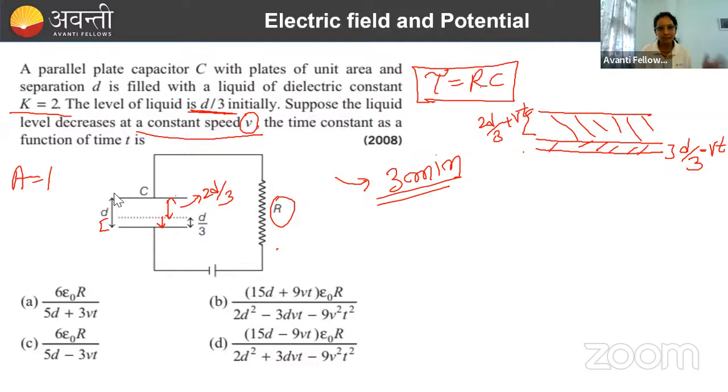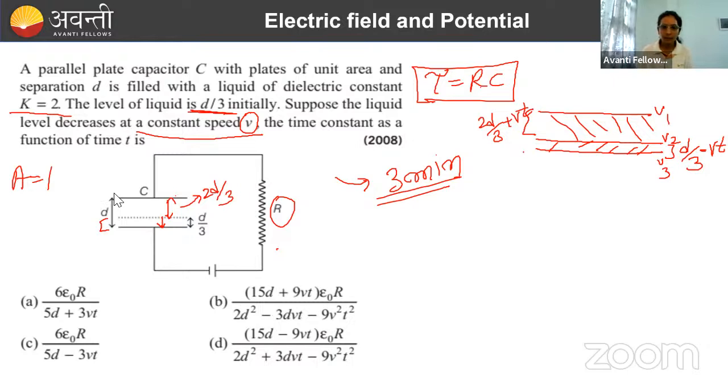Again, they are not in parallel. Same reason. If this is V1, this is V2, and this is V3, then the potential difference across the first capacitor is V1 minus V2, and across the second capacitor is V2 minus V3, which are not equal. So they are not in parallel, they are in series here.